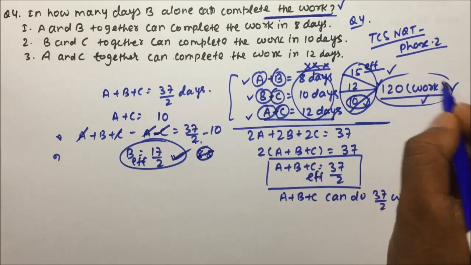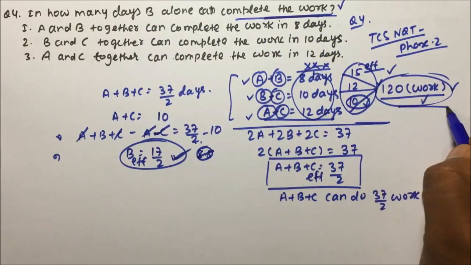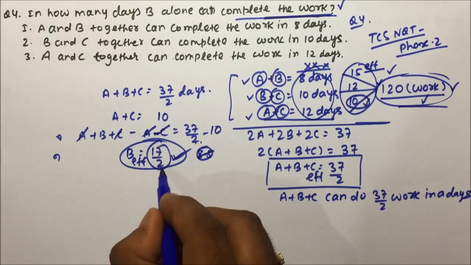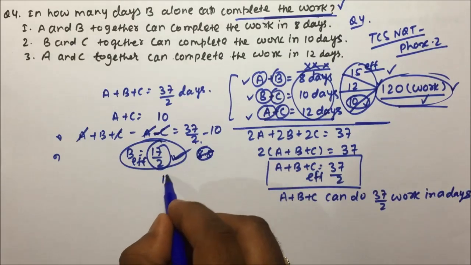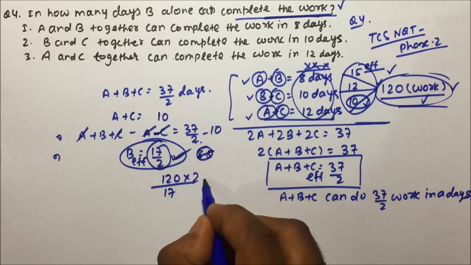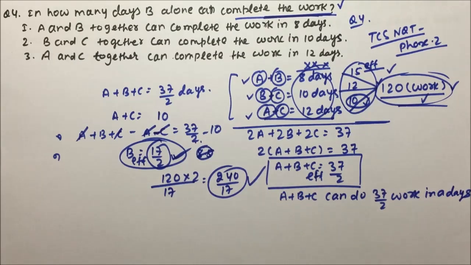Now B has to complete how much work? They are telling B alone can complete the work, so B has to complete 120 work. B in one day can complete 17 by 2 work. So for completing 120 work, B will take 120 divided by 17 by 2, and 2 will go up. So 240 by 17 days will be your answer. This was a very good question, and a lot of concepts are hidden in it. So please try to understand it and then solve it.